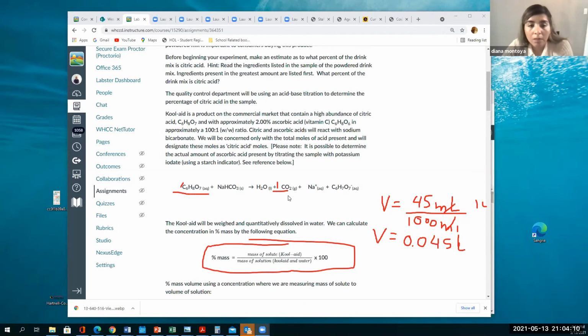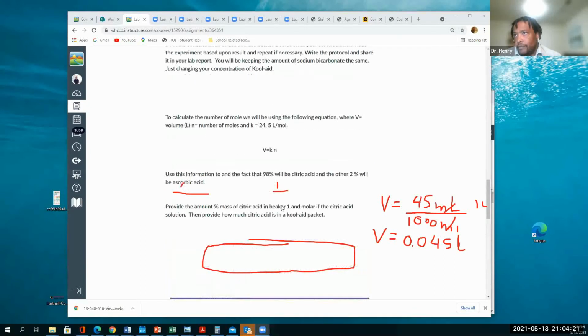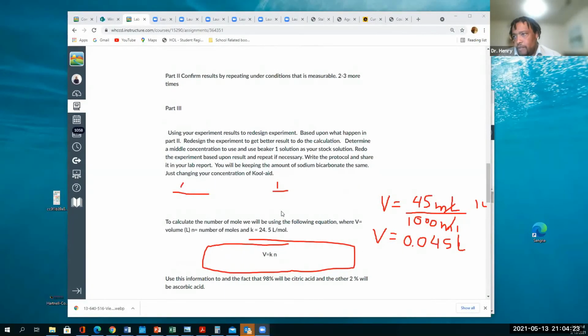So the way that we would calculate our number of moles, if we go down to the end of the page, now we're ahead of the game. Okay, you see that box? In that box, we have V, our volume, is equal to K times n. n represents the number of moles, K represents a constant. This is the constant for K.